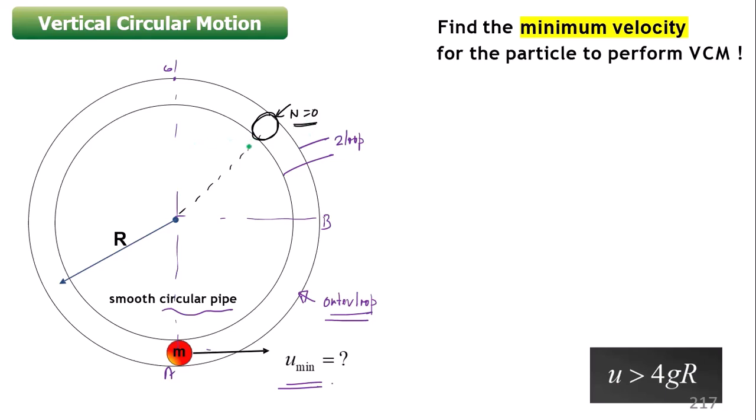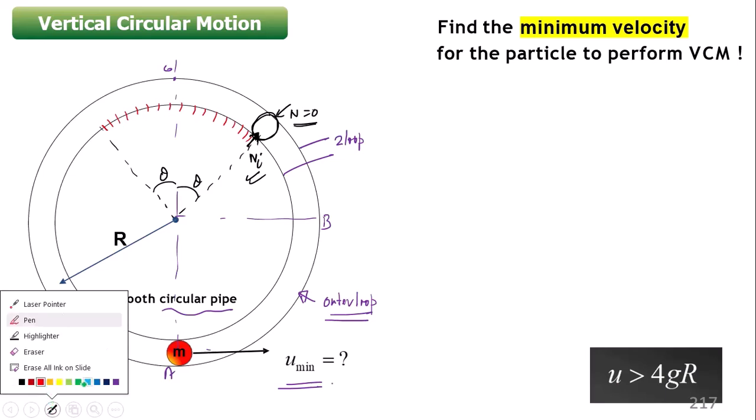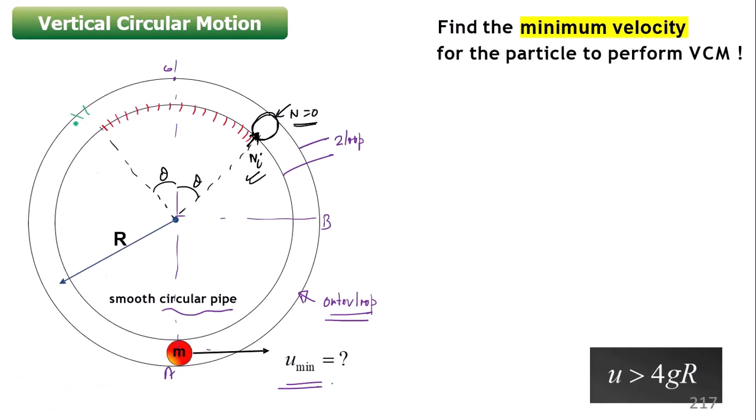But at this point, the inner loop will be the support, so the particle will not fall. Now the inner loop will give the normal. So the inner loop comes into the picture. Let us say this is a theta angle at which the inner loop is active. Similarly, diametrically opposite, there is another theta angle up to which the inner loop will be active. So the particle is supported by the inner loop from this point to this point, and the rest of the time it is supported by the outer loop. That's why there are two loops.